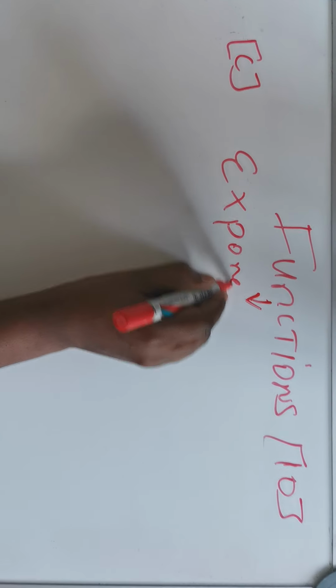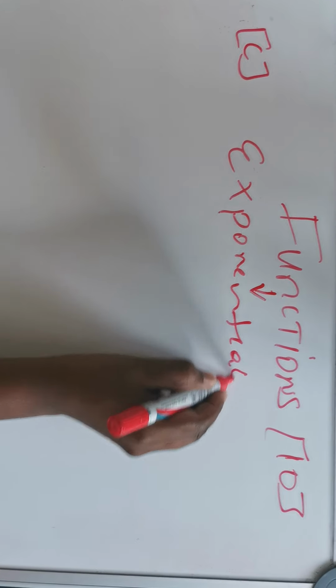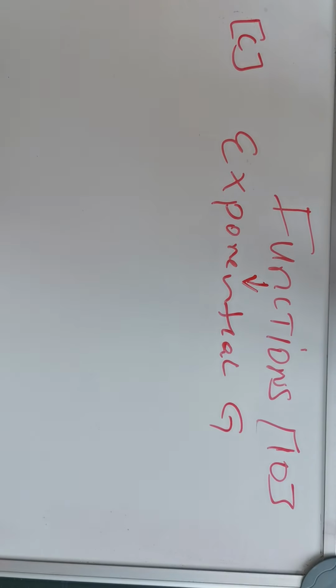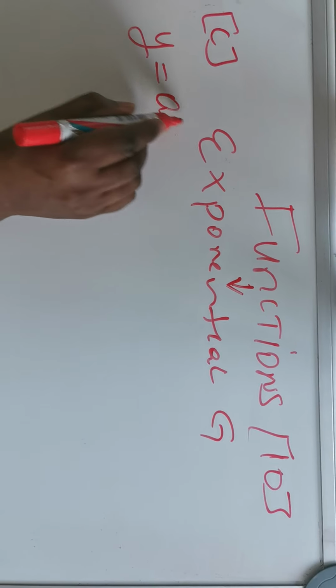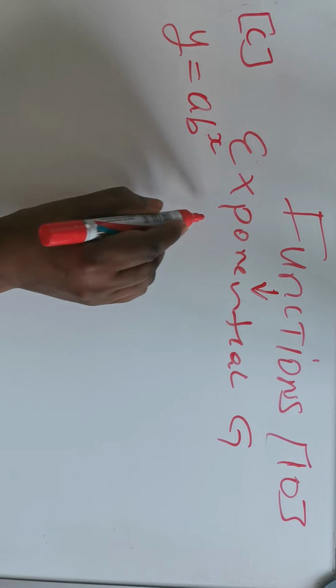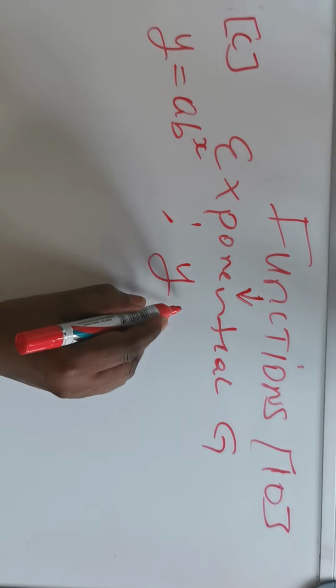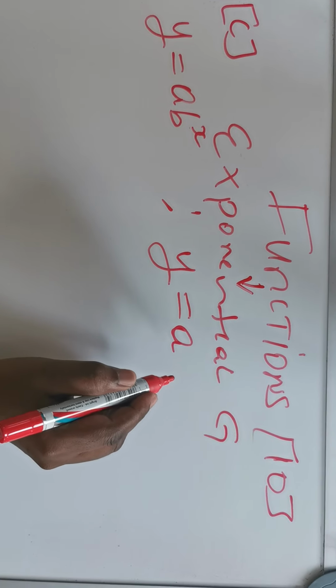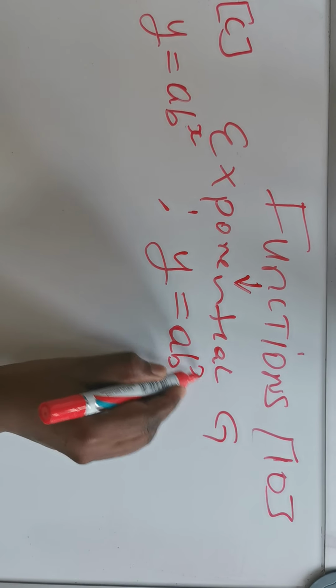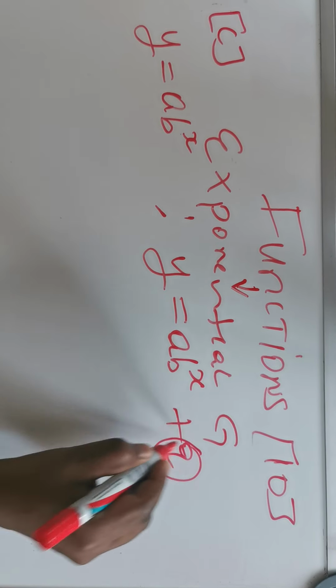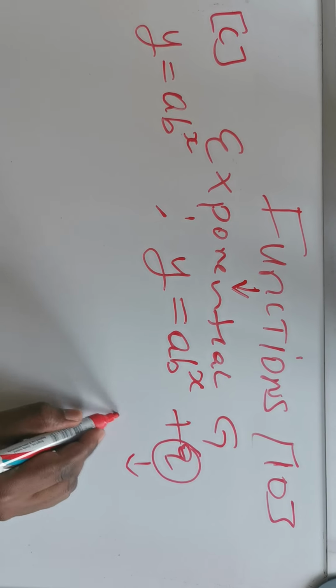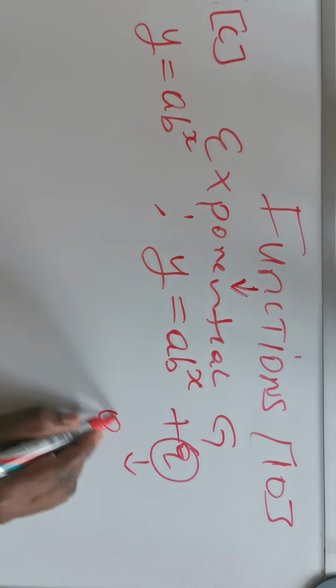Now let's look at what we call the exponential graph. Okay, this one is in the form of y equal to ab exponent x, or it can be in the form of y equal to ab exponent x plus q. But what is q? Q is what we call the asymptote.